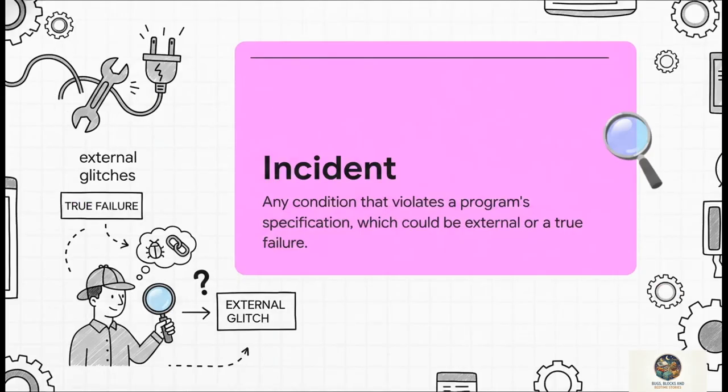But wait, there's one more piece to this puzzle: an incident. An incident is any condition that violates a program's specification. But here's the catch: not all incidents are failures caused by bad code. Sometimes it's just the testing environment acting up, or maybe the tester doesn't have the right system permissions. Those are external glitches. A good software detective has to separate true failures from mere incidents so they don't send developers on a wild goose chase.